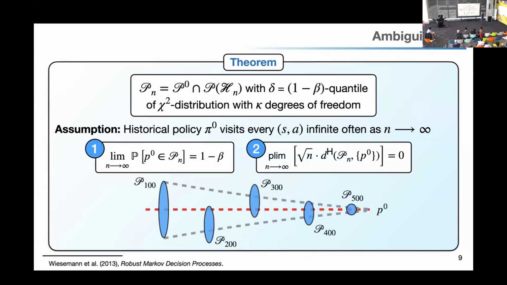So in other words, what we have in practice is we have some observation history. We might have 300 observations of the Markov decision process, maybe 400, maybe 500. Whichever, no matter how many observations we have, the unknown true transition kernel is going to be contained with probability at least 1 minus beta. And the longer the historical observation is, the smaller our ambiguity set is. It kind of gets sucked into this singleton set with the unknown true transition kernel.